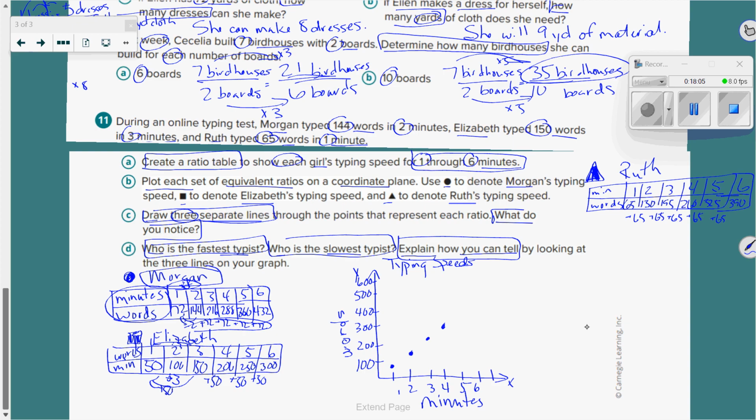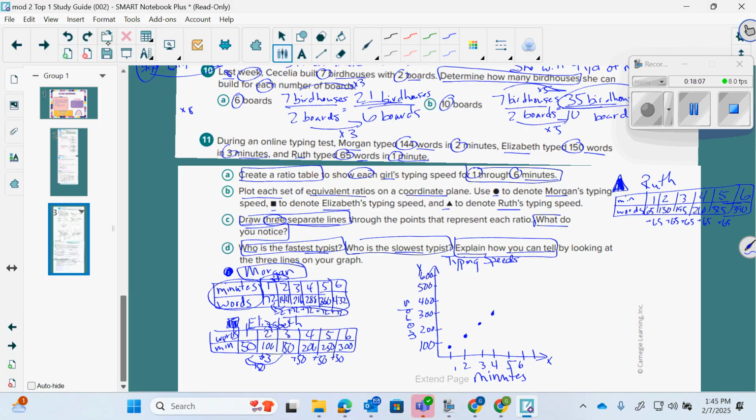Guys, once you've done this, you must use a straight edge. Don't mess it up on the test. I started at the origin. My lines go through all of them.